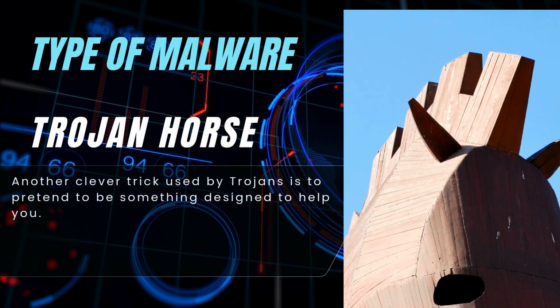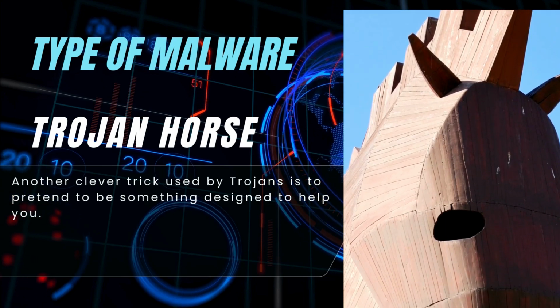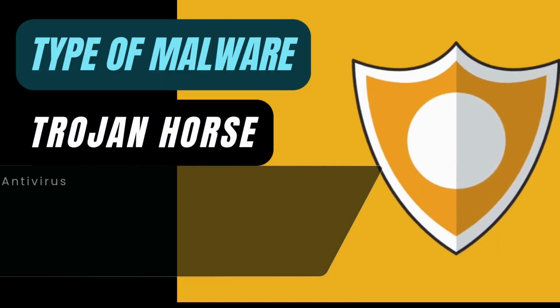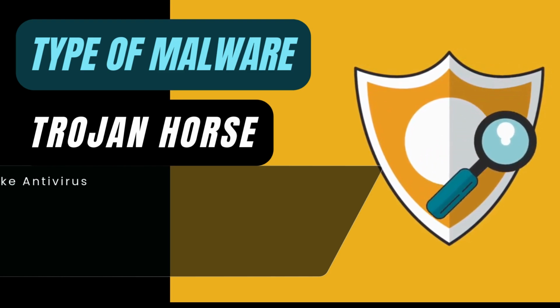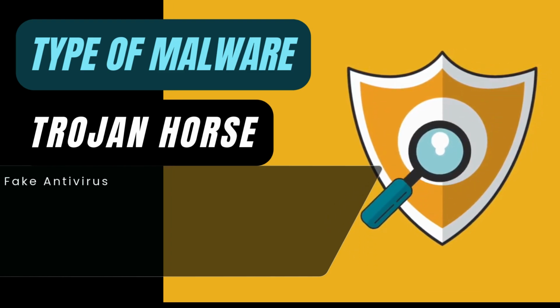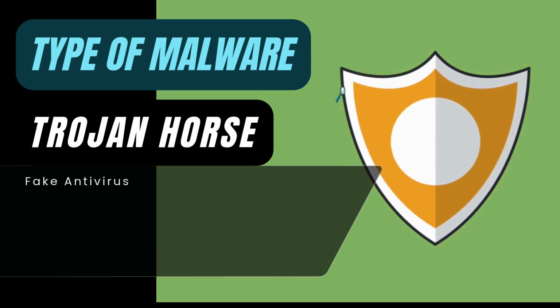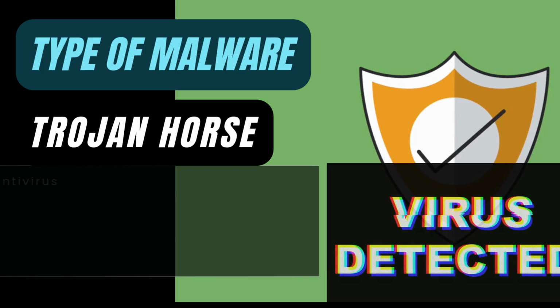Another clever trick used by Trojans is to pretend to be something designed to help you. One popular Trojan was fake antivirus, also known as rogue software. It would pretend to be antivirus software, popping up on your screen saying, "You've got a virus."